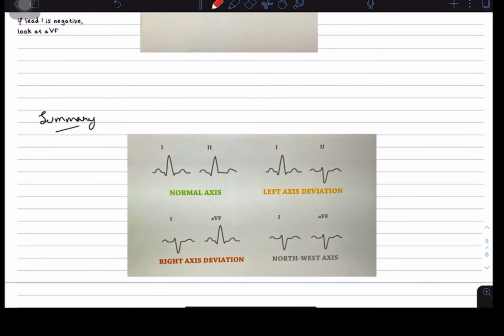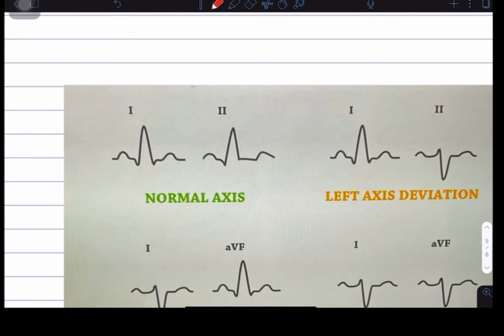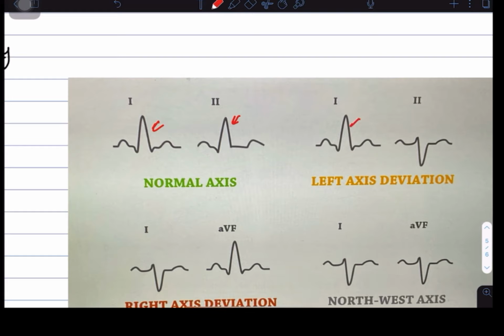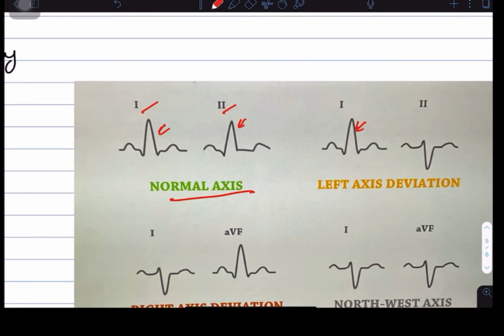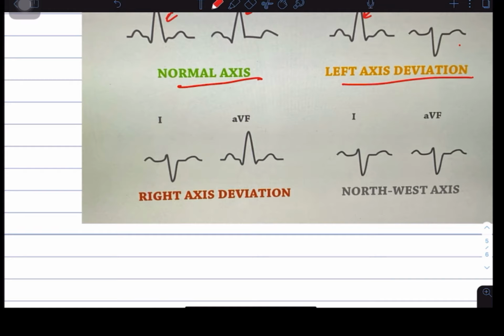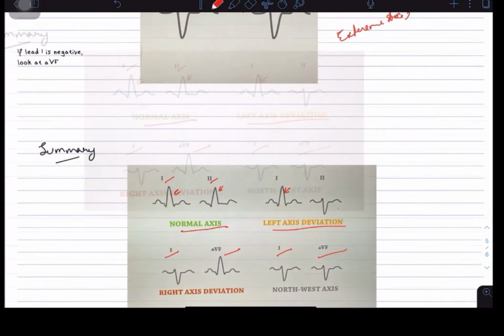And for the summary, as you can see, the QRS complex is positive. So it's normal. If lead 1 is positive and lead 2 is positive, then it's a normal axis. In left axis deviation, lead 1 is positive, but lead 2 is negative. We call it left axis deviation. In right axis deviation, the lead 1 is negative and lead AVF is positive. And in northwest axis or extreme axis deviation, both lead 1 and lead AVF are negative.